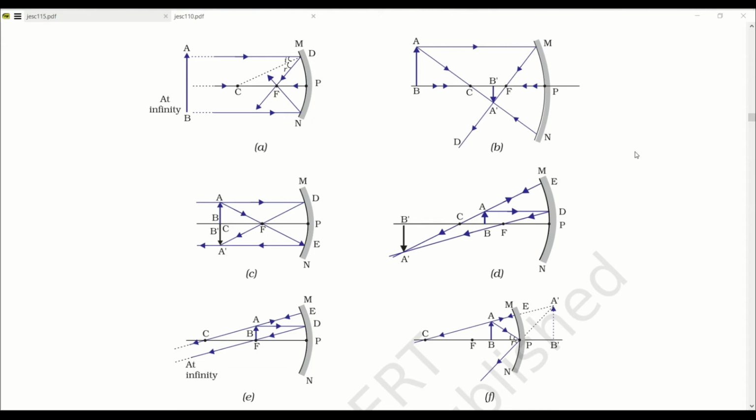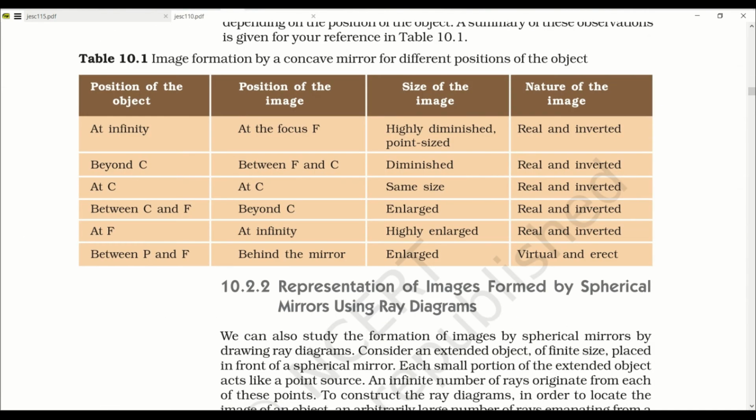These are the 6 image formations of concave mirror that you have to study, and this you have to study through one table, that is table 10.1. See, when the position of the object is at infinity, the position of the image is at focus, it is a highly diminished point size image and the nature of the image is real and inverted. When the object is beyond C, the position of the image is between C and F. It is of smaller size but not highly diminished, it is still smaller size, it is still real and inverted.